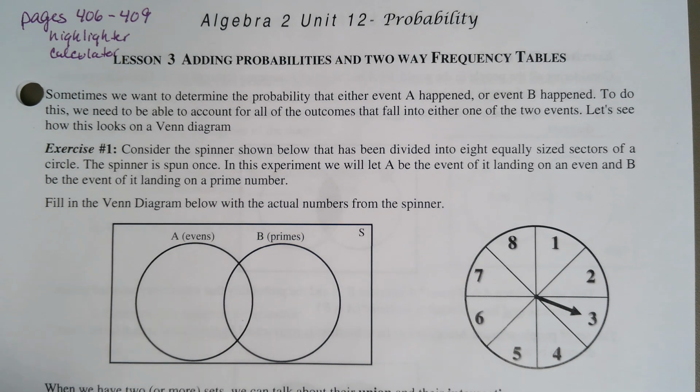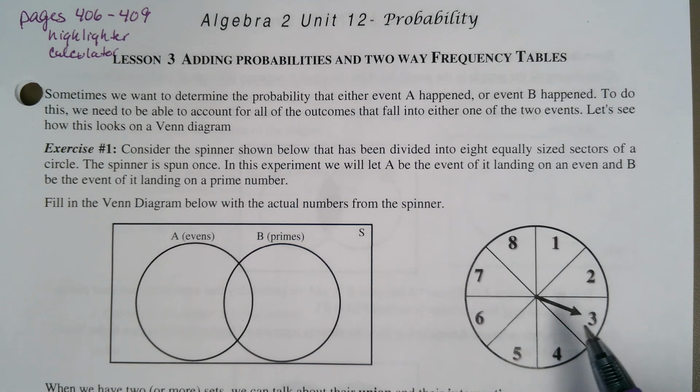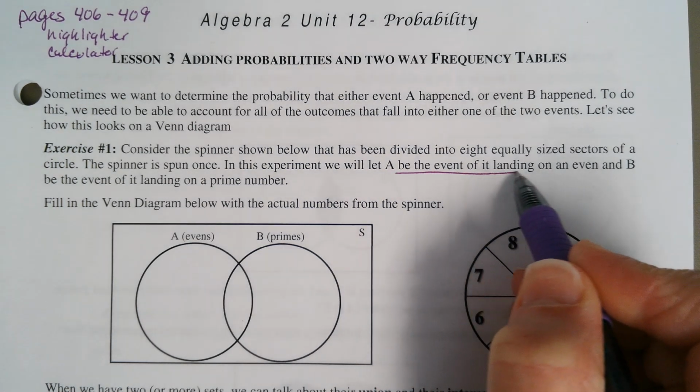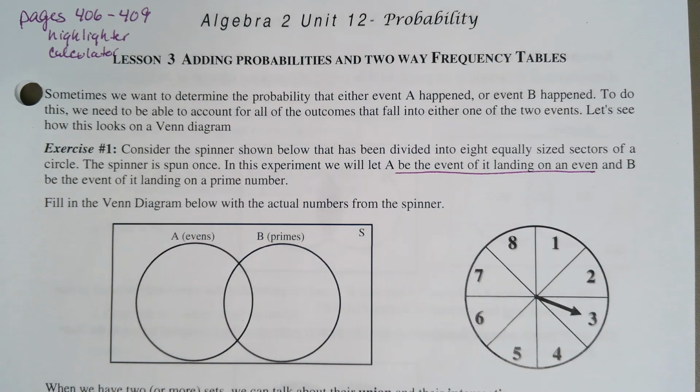Our first exercise: consider the spinner shown below that's been divided into 8 equally sized sectors of a circle. The spinner is spun once. In this experiment, we will let A be the event of it landing on an even, and B be the event of it landing on a prime number.